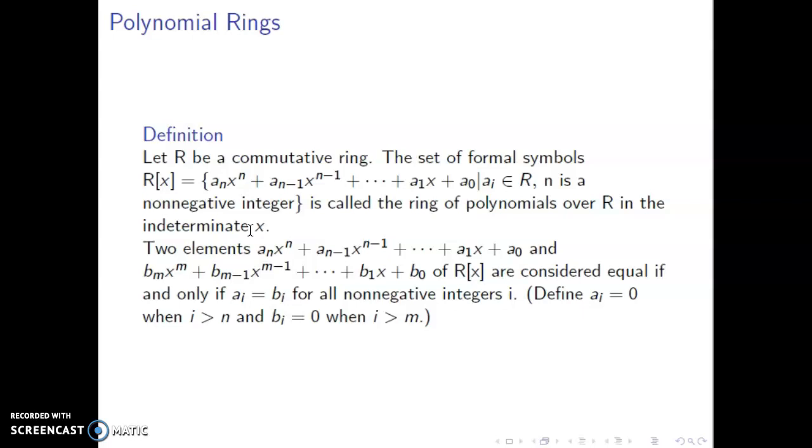Two elements a_n x^n + a_{n-1} x^{n-1} and so on up to a_1 x + a_0 and b_m x^m + b_{m-1} x^{m-1} and so on up to b_1 x + b_0 of R[x] are considered equal if and only if a_i is equal to b_i for all non-negative integers i. Define a_i equal to 0 when i is greater than n and b_i equal to 0 when i is greater than m.